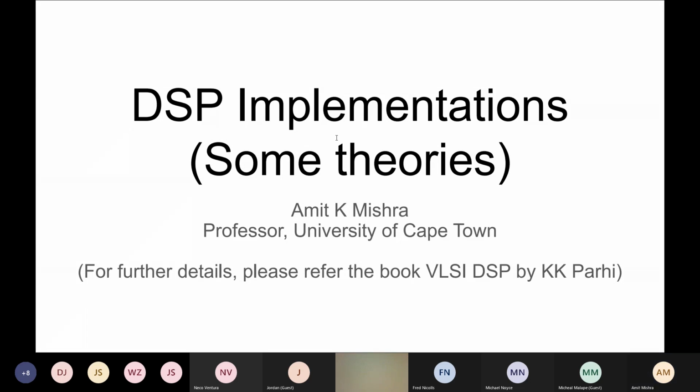This is about implementation of signal processing algorithms in hardware. It will be mainly focused on some modeling of signal processing algorithms, which helps in optimized implementation of them in the hardware.